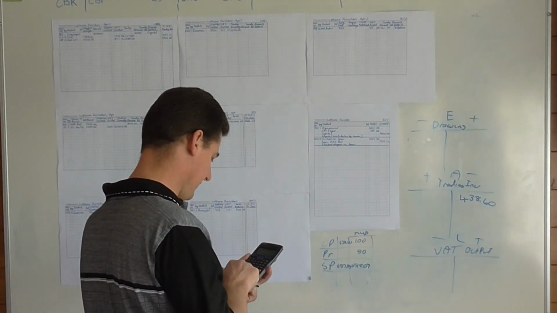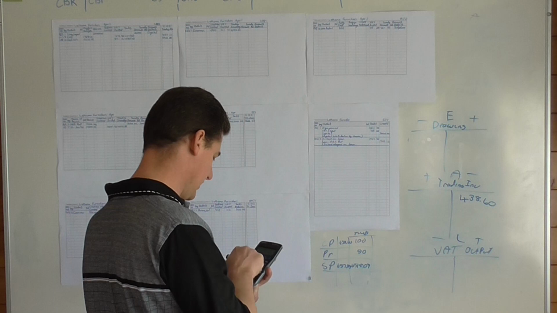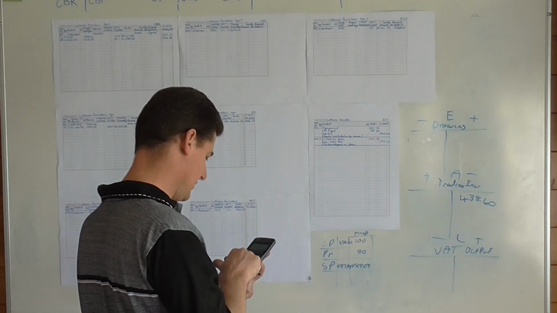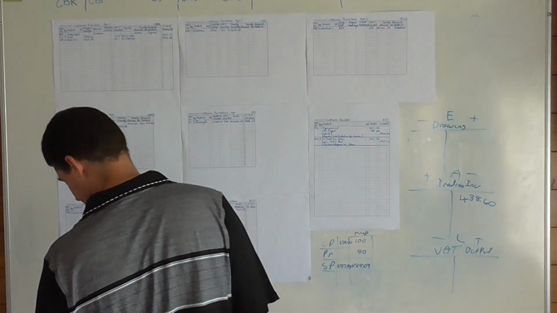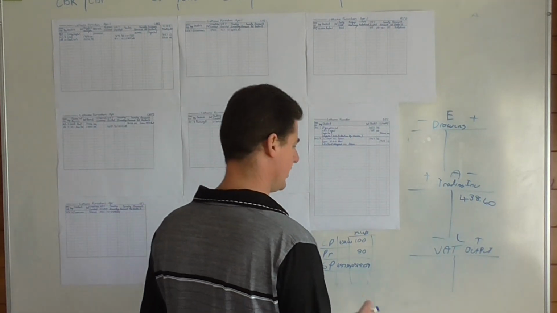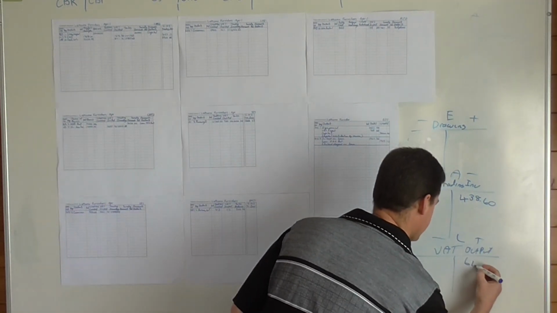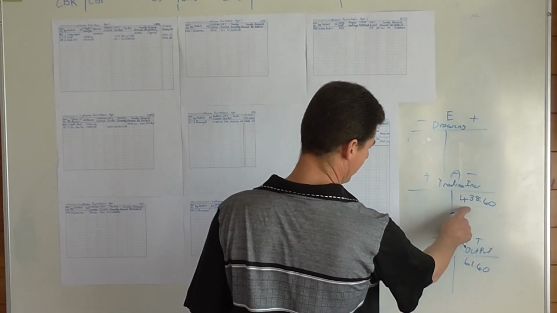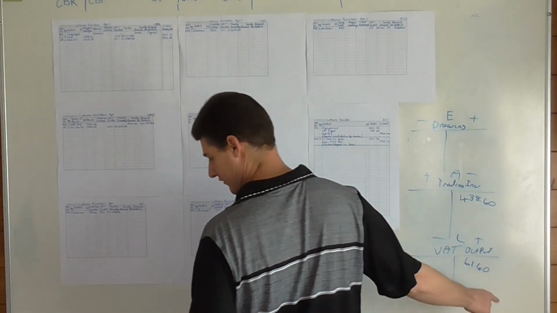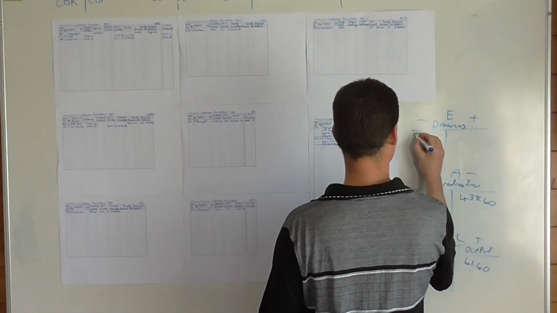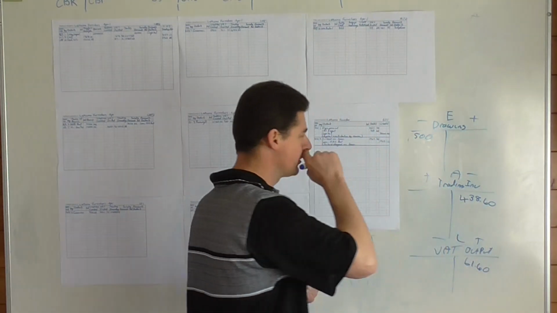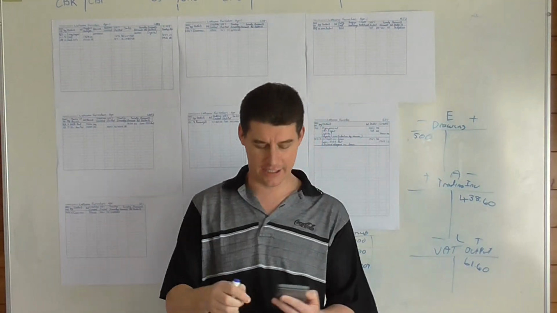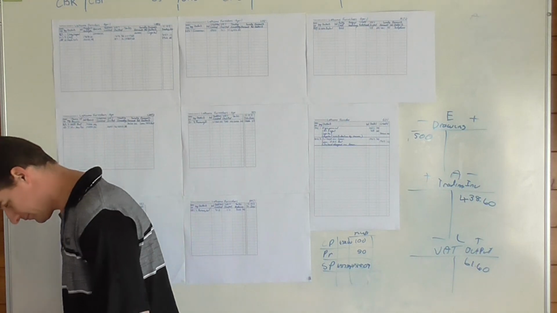And now we calculate the VAT on that amount. It's 438.60 times 14%. That equals 61.40, which is your VAT output, 61.40. So your VAT inclusive amount will be 438.60 plus 61.40, and that gives you 500. Remember, drawings is always a debit, capital always a credit, so don't forget that.